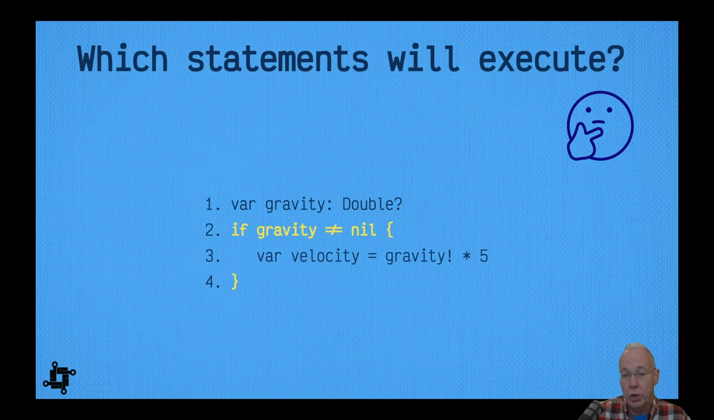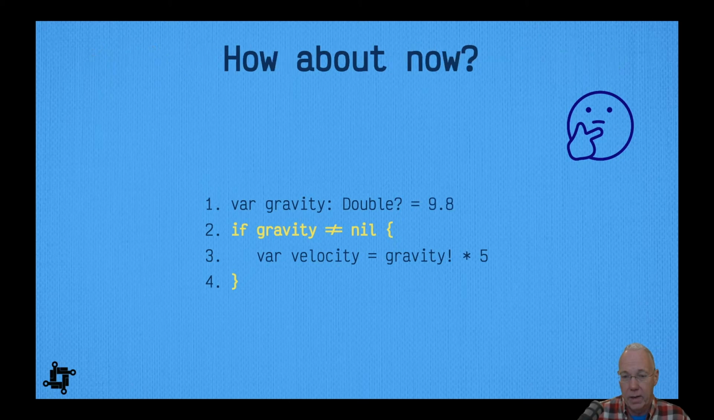Statement 1, 2, and 4 would run, but 3 would not. Now, if we gave gravity a value on statement 1, what would run? Well, 1, 2, 3, and 4, because we're saying gravity is not nil, so we can go ahead and do statement 3. And we can force unwrap it safely because we've already checked ahead of time.